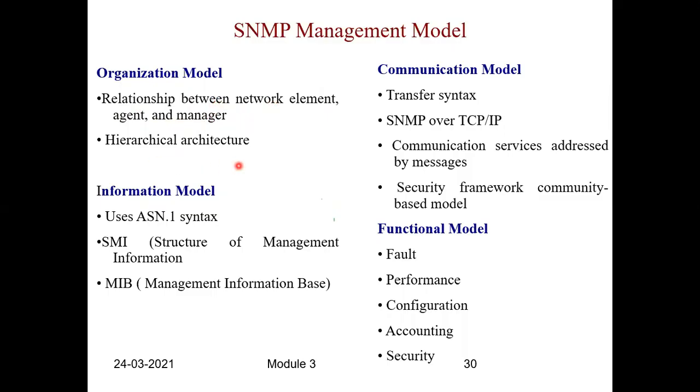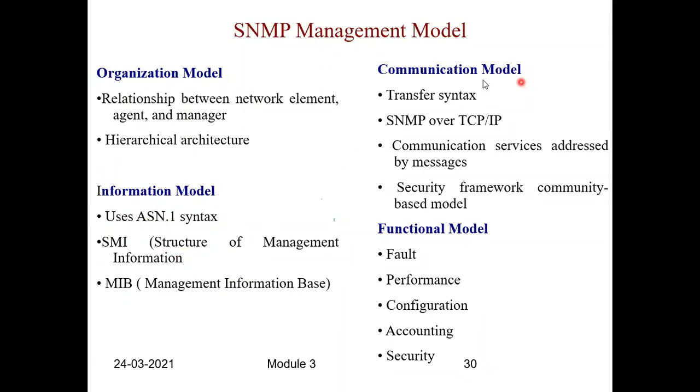So we have the object, we have the agent, and then on top we have the manager, and above that the manager of managers. That was there in your OSI management. Now we will see that agent, manager and object remain the same, but how the organization of an SNMP looks like. Then we have the information model, where we are using the ASN1 syntax, SMI and MIB. I have introduced you to these 2 topics. ASN1 you already know.